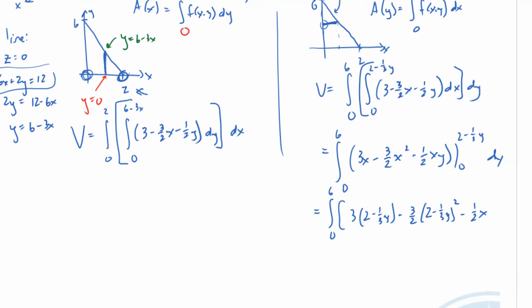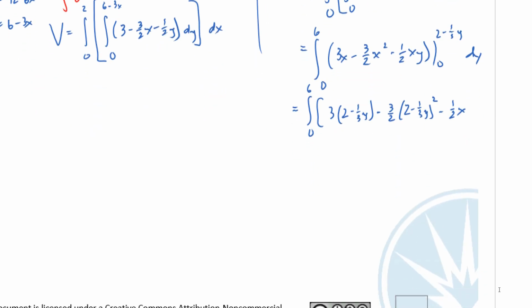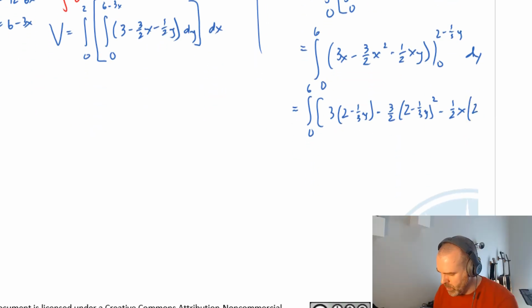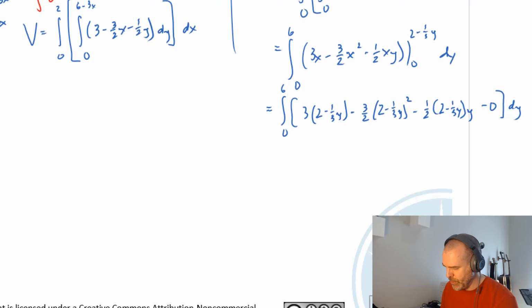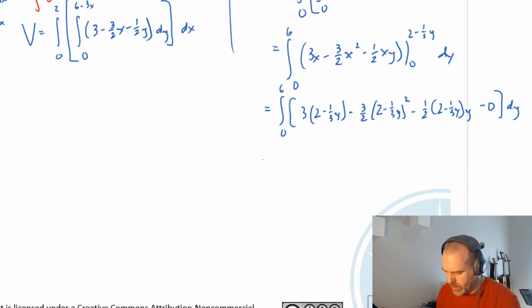Ooh, I got to scroll to the right here. Scroll down a little bit. 1/2 x times 2 minus 1/3. Oh, no. We're plugging in for the x. 2 minus 1/3 y times y. And then we'll subtract 0 from all of that. And then all of that will be integrated dy. Kind of going off my page here. Oh, you see what I mean about the algebra? Oh, gross. So I don't know how much time I want to spend here.